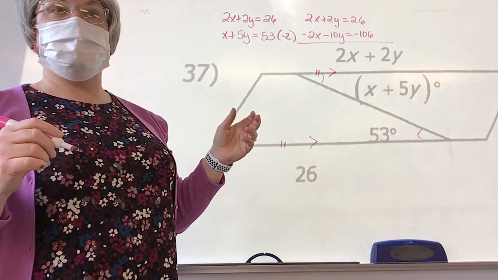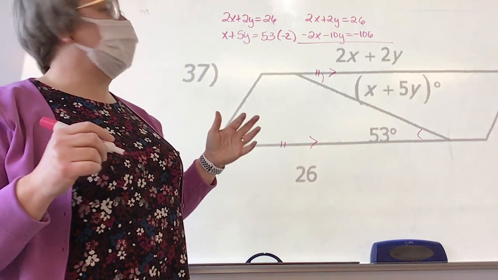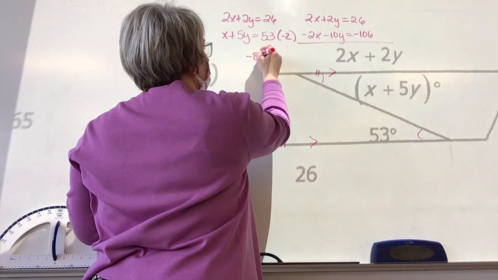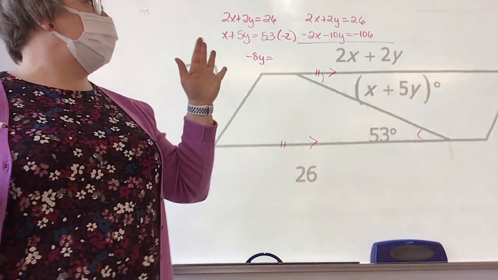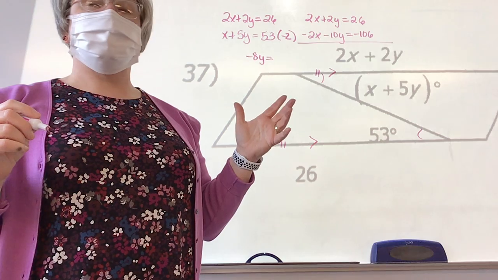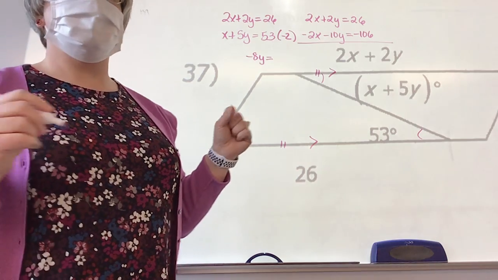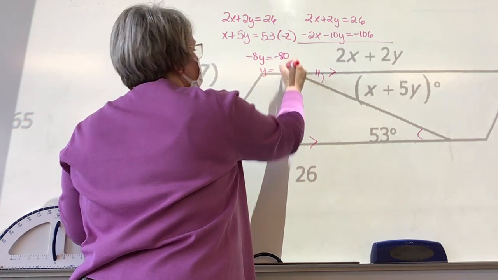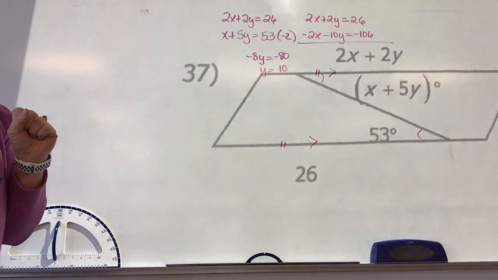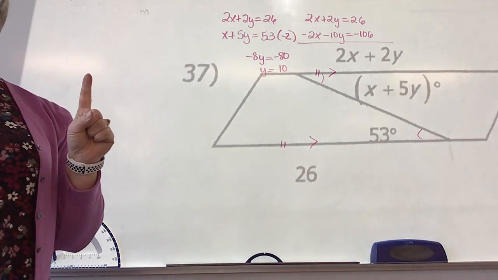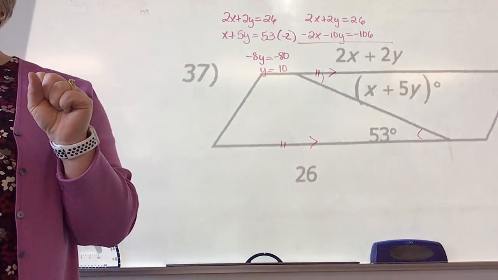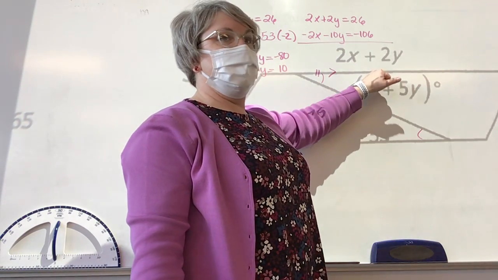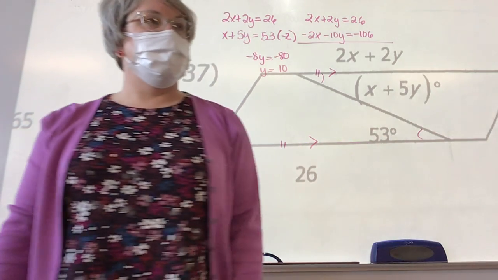Okay, what happens to the x's? Okay, what do I get for the y's? -8y? Okay, and then what happens with the 26 and the -106? -80? And then y simply is? Okay. One more? Okay, property opposite sides are congruent, and my own made up property of alternate interior.